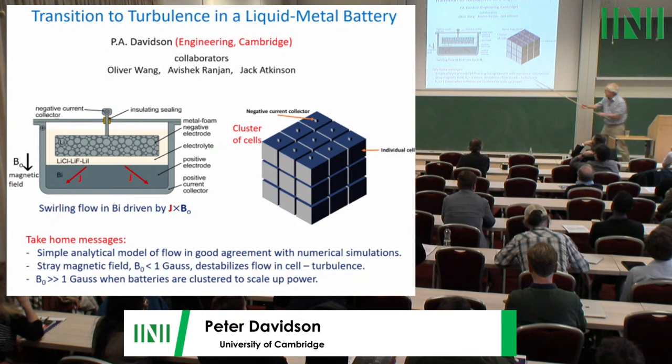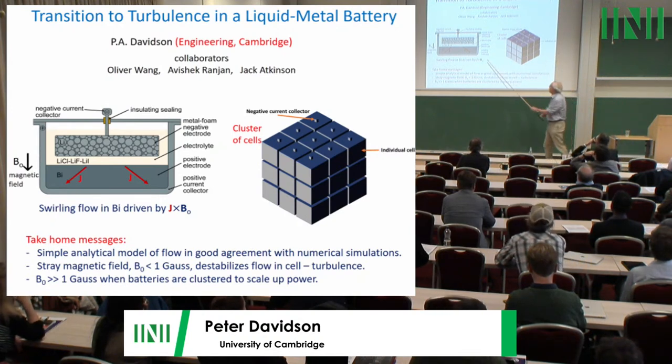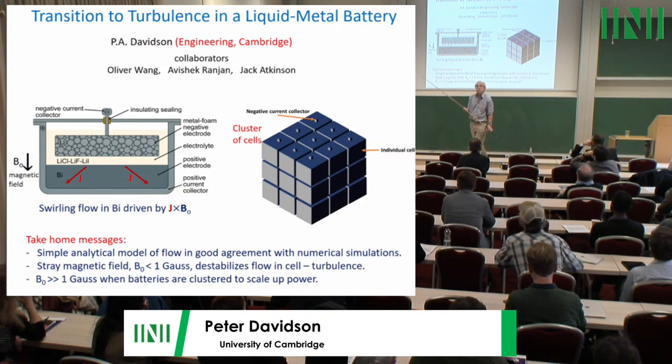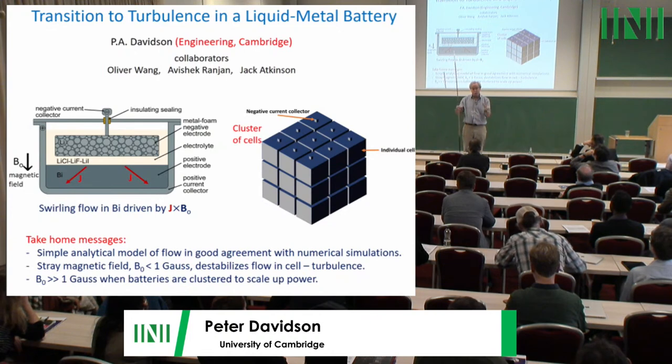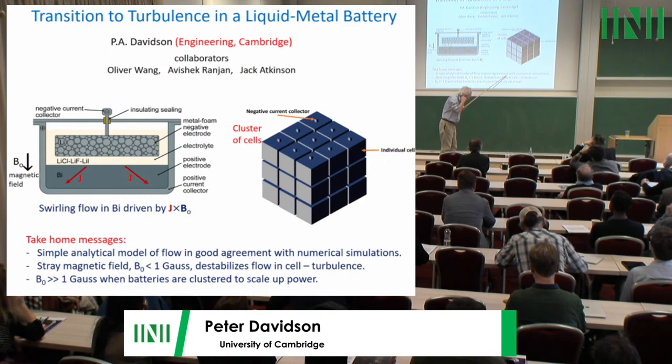So, take-home messages. The first one is we've got a very simple analytical model for the kind of motion you get when the flow is laminar. We get lucky: it works also when the flow is laminar and unsteady, and also weakly turbulent. And it agrees reasonably well with numerical simulations. I'll show that in a moment.